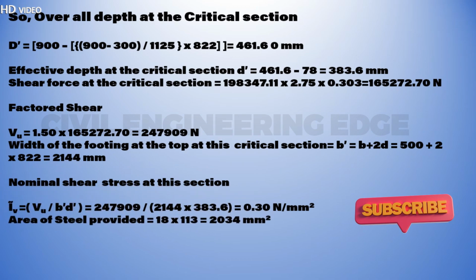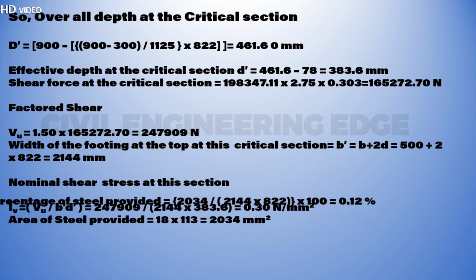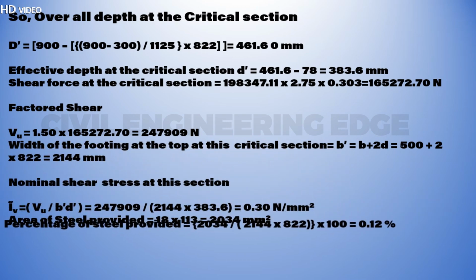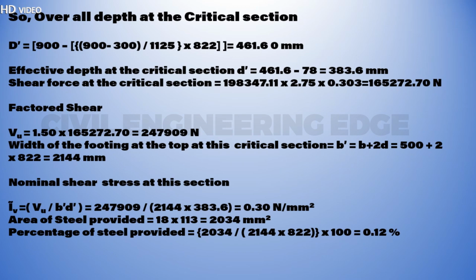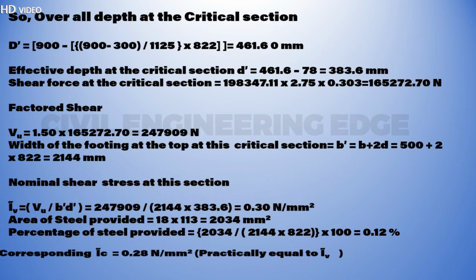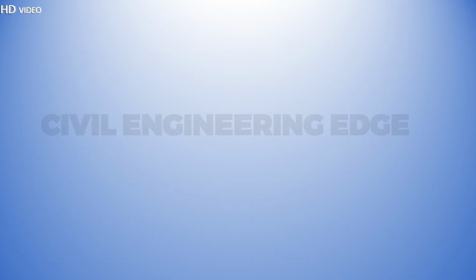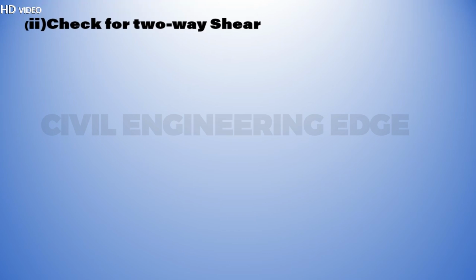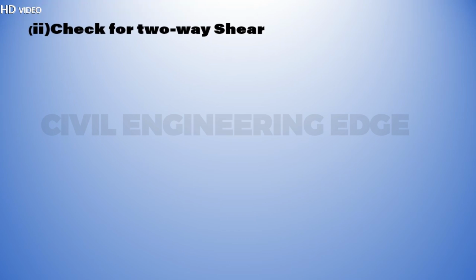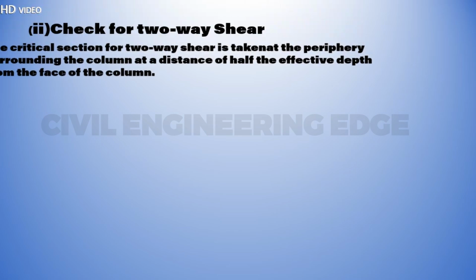Area of steel provided = 18 × 113 = 2034 square millimeter. Percentage of steel provided = 2034 / (2,144 × 822) × 100 = 0.12%. Corresponding τc = 0.28 N/mm², practically equal to τv. Two, check for two-way shear.